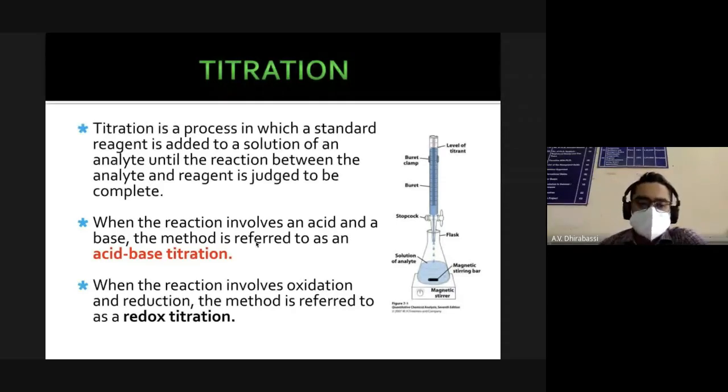So when the reaction involves an acid and a base, the method is referred to as acid base titration. Suppose you are given NaOH and HCl. You have to find out the concentration of your synthesized HCl. So with what will you identify its concentration? With the base, with NaOH. Because when acid and base mix, at that time they get neutralized. So these types of titrations we call acid base titration. When the reaction involves oxidation and reduction, the method is referred to as redox titration. When do we say acid base? When we involve acid and base for the titration. If we involve the oxidation and reduction phenomenon, that particular titration is called redox titration.